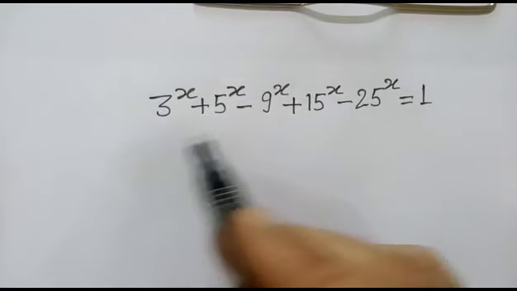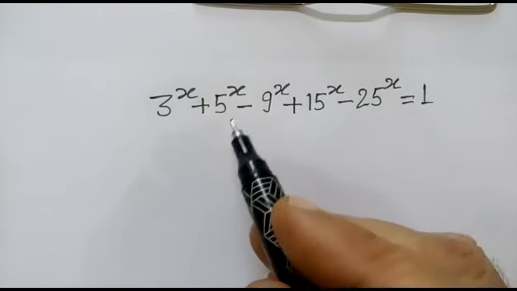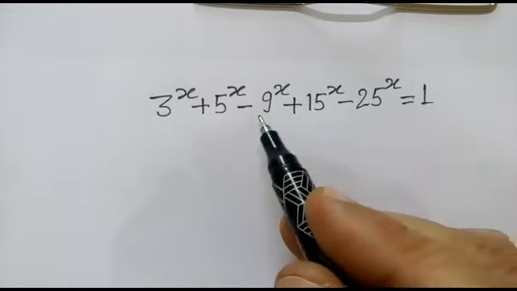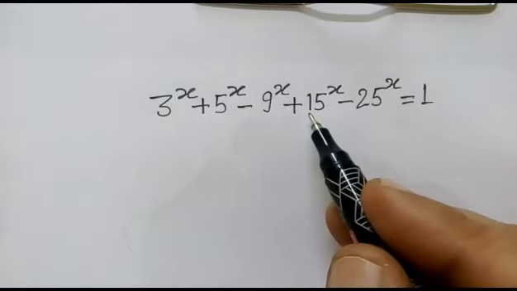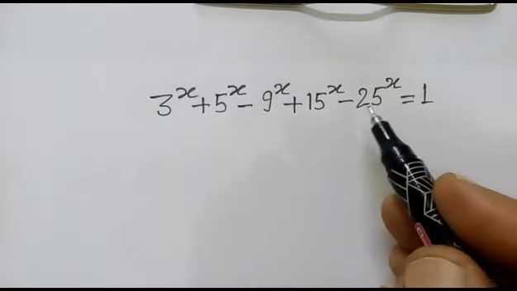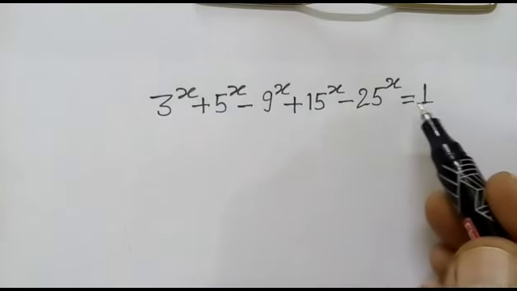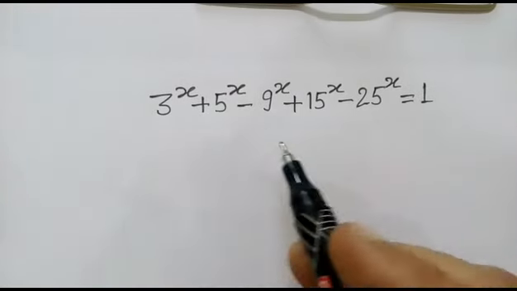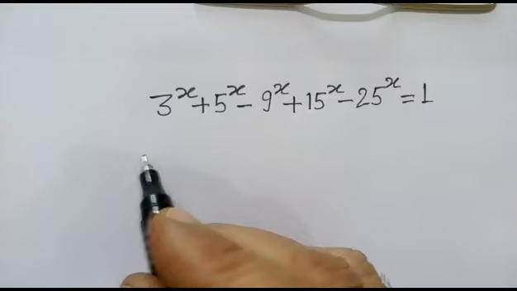Hi friends, we have a nice equation: 3 to the power x plus 5 to the power x minus 9 to the power x plus 15 to the power x minus 25 to the power x is equal to 1, right? We have to solve this equation.